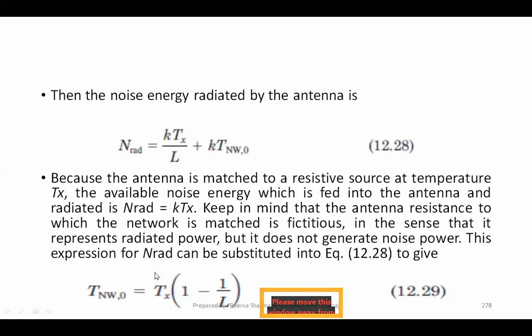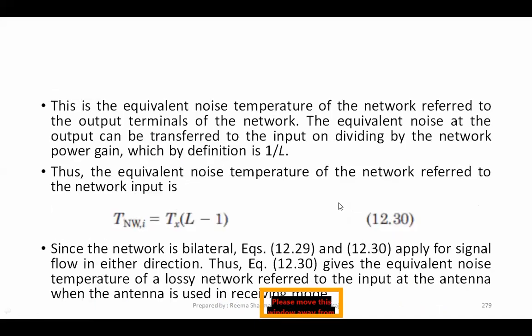This expression, so the final expression that we can get is, Tx into 1 minus 1 divided by L, which is nothing but your system loss. So when I take it common, and K is also taken out, so I get 1 by L. Okay, so this whole thing is the equivalent noise temperature of the network referred to the output terminals of the network.